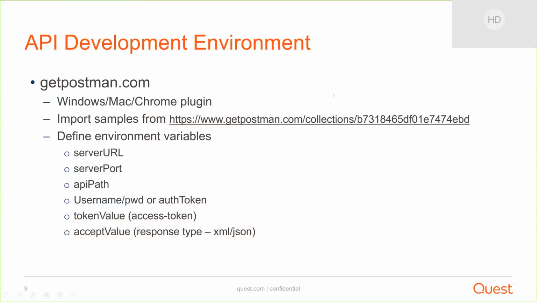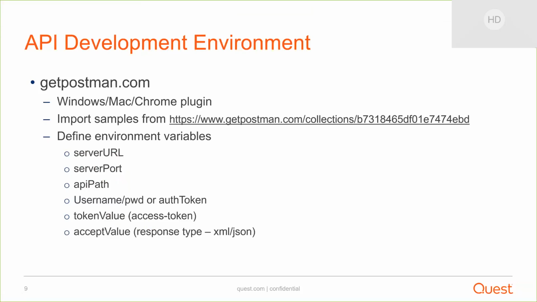Now, one advantage of GetPostman is we have samples for every Foglight REST API there. So you could import these samples from a link onto your own Postman install, and then you can play with it. So you have all the examples there, and then you can refer that, and that is pretty easy.